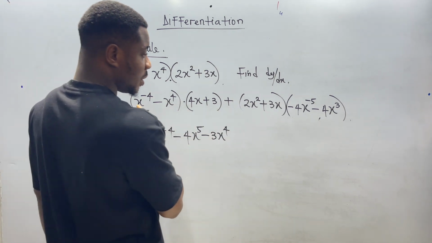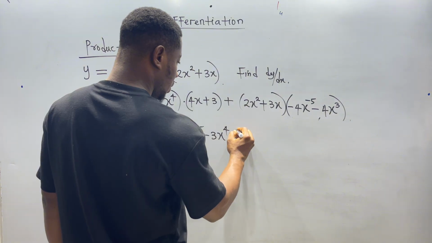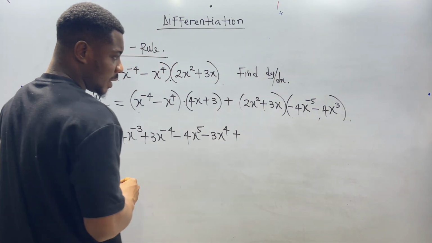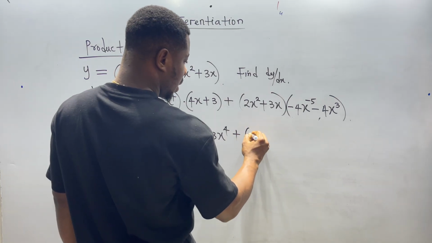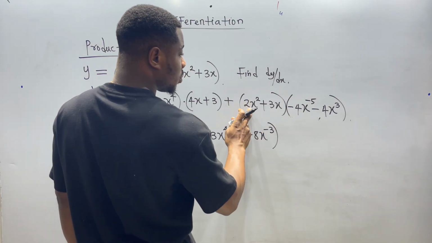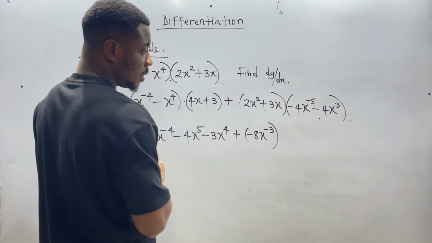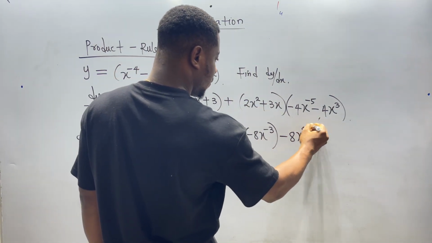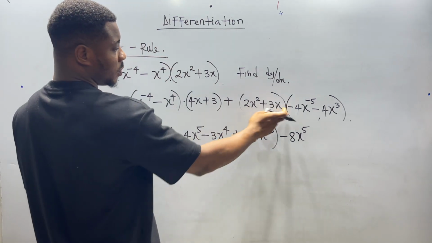So let's go down to the other side. Plus, if we multiply 2x squared times this, it gives us negative 8x to the power of negative 3. 2x squared times this will give us negative 8x to the power of 5. We're done using this to multiply both of them.